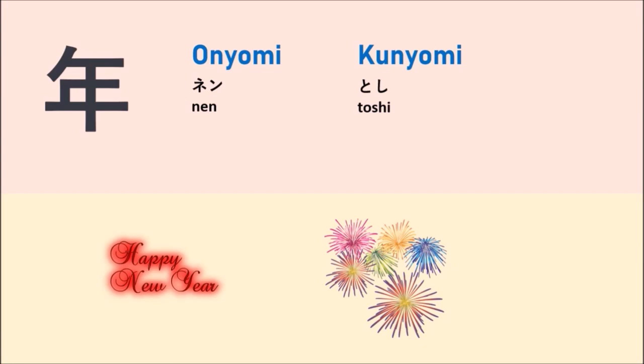So every time we talk about the nen, we talk about the year. We write this kanji. So let's see the compound words of this kanji. How is this kanji used?